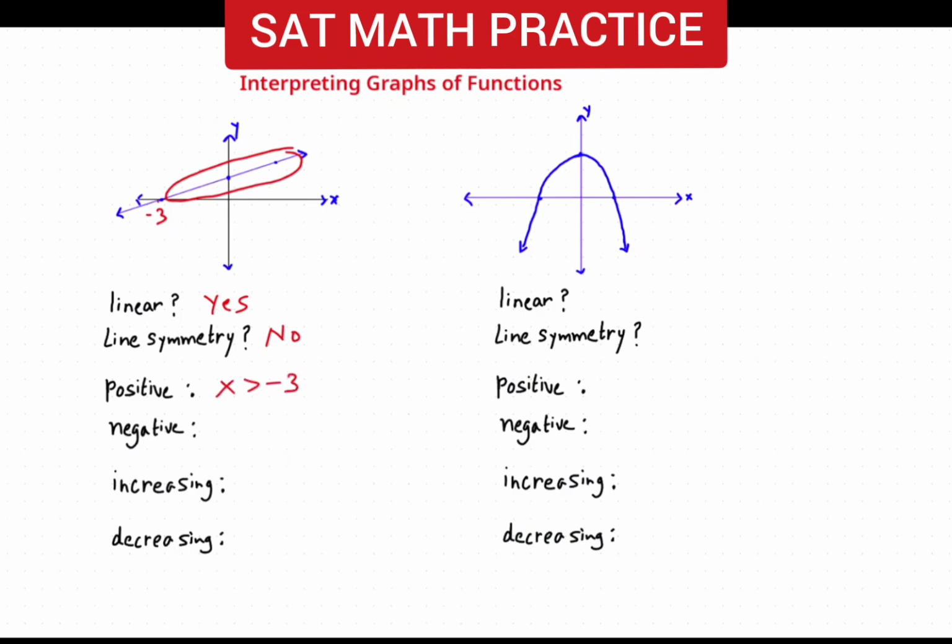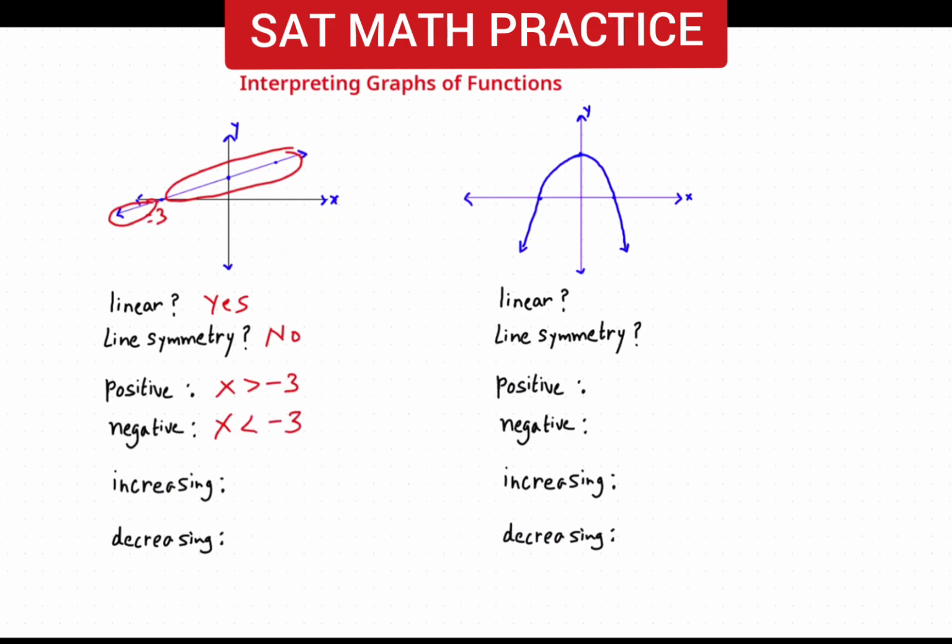So this is positive, and negative means all the values which are below the x-axis have negative value. So we can say all the values of x which are less than -3 have negative value.